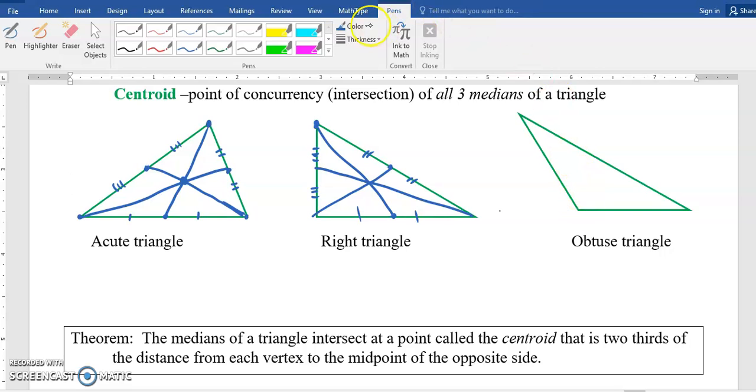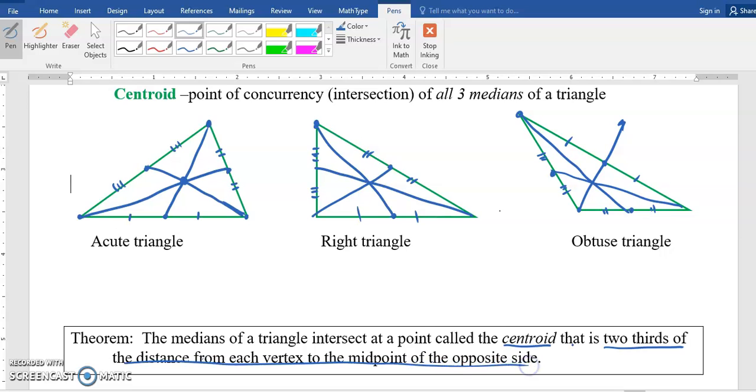Okay, and I have my pen back. So if I have a vertex to the middle, vertex to the middle, and vertex to the middle, that is called your centroid. The centroid has a property. The medians intersect at the centroid, and it is 2/3 of the distance from the vertex to the midpoint of the opposite side.